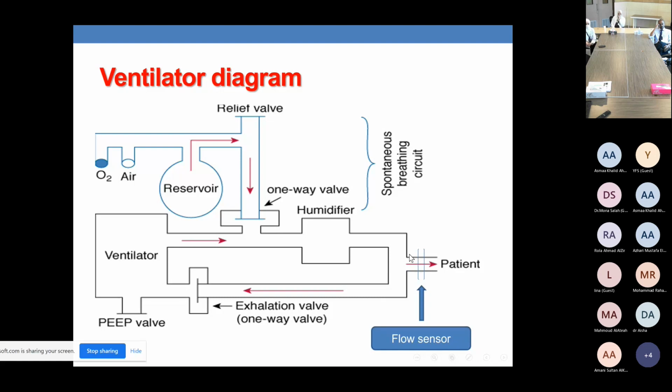Now, here nearby the ET tube, you have the flow sensor. The flow sensor measures the air going in and out. Through the flow sensor, you measure flow against time, you get the volume. So here you know how much volume is going in and out, and from the flow sensor, you get the flow graph. To understand it again, the job of the ventilator is to generate pressure. The flow sensor is to check the flow, and with the time you check the volume.